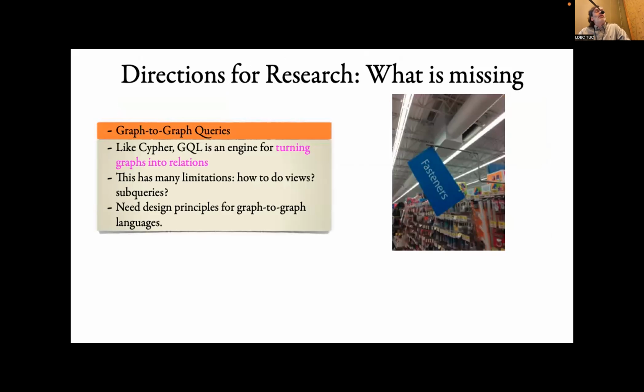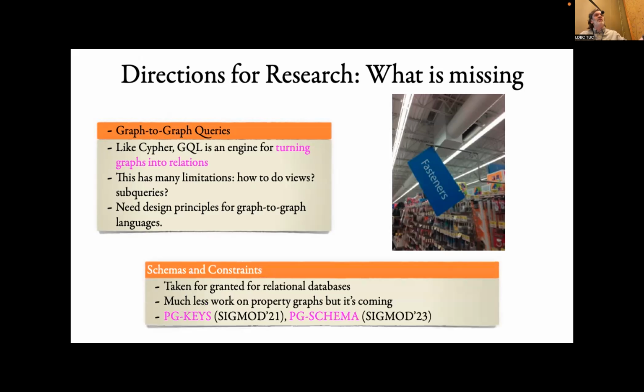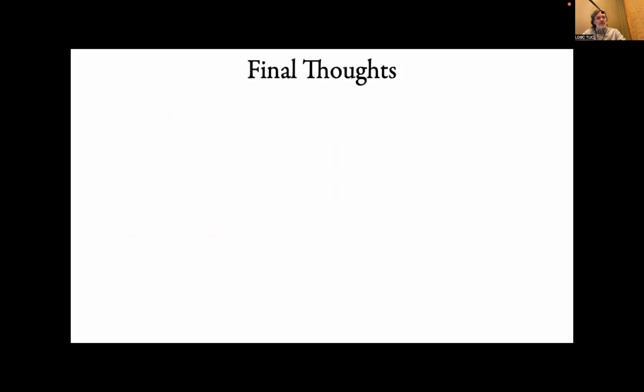Finally, to me the biggest thing that's missing is graph-to-graph queries. GQL is still an engine for turning graphs into relations, and we have to understand how to turn graphs into graphs. Stefan mentioned that briefly when he talked about graph projection, graph views. Without that, we cannot do views, which we are so used to in the relational world. On schema, things look a little bit better. There has been work and there is very active work, so things are actually happening.